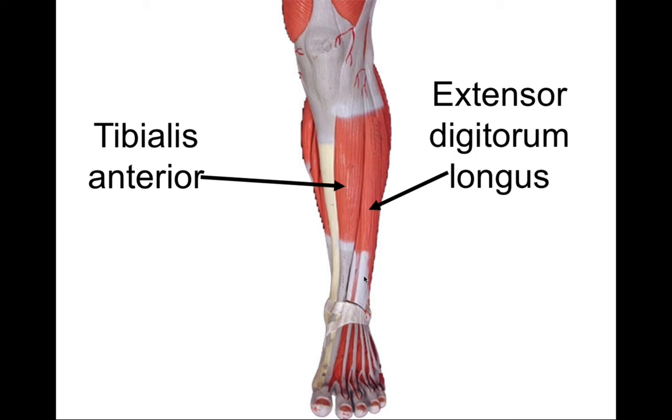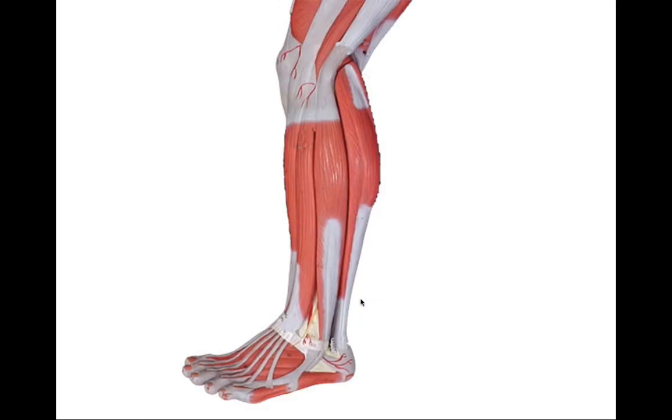Now be very careful. We also had an extensor digitorum muscle up on the forearm. The extensor digitorum and the extensor digitorum longus are 2 different muscles. Extensor digitorum longus is found down here on the leg. You can identify this muscle as it's right next to the tibialis anterior, but you can also follow this tendon out to the digits as well. This will help in the action of dorsiflexion.